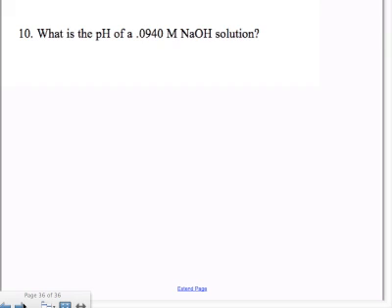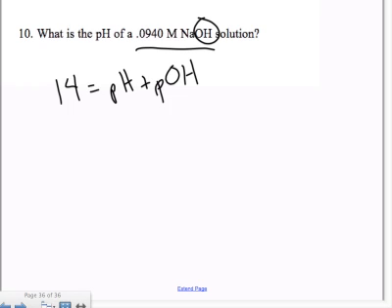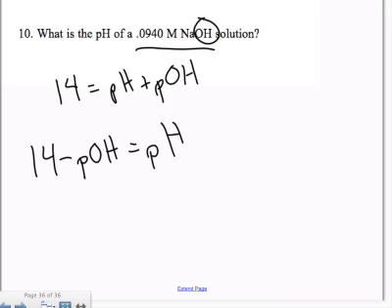What's the pH of this solution? The trick here is that this is an OH solution. So I can't find the pH directly, but if you remember that 14 is always pH plus pOH, that means that 14 minus pOH gives me the pH. So I just kind of have to go around and work this backward.